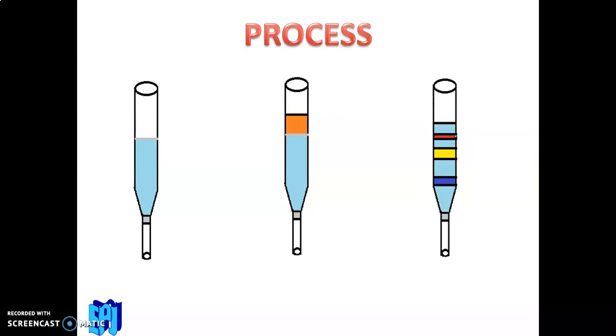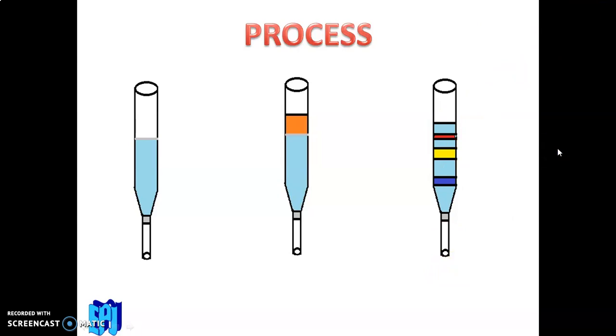Then next, we have to add some amount of mobile phase through that. Since the mobile phase is a liquid, it can penetrate through the solid surface. When the penetration happens, the components also penetrate along with the mobile phase, or we can see that the mobile phase brings or pulls the components down.